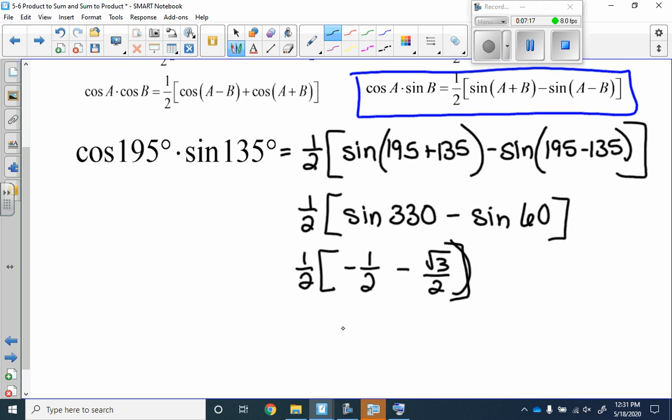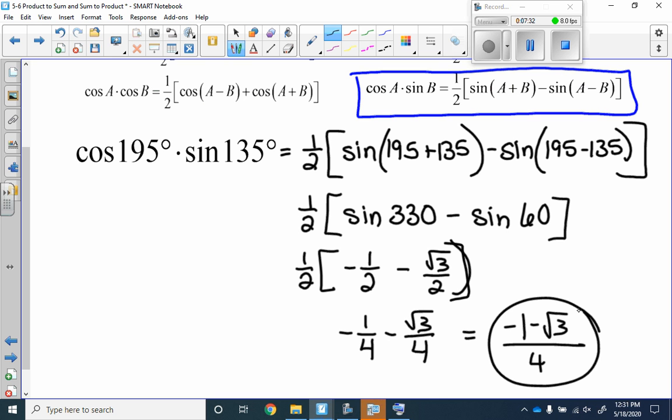If I distribute here, I get negative 1/4 minus square root of 3 over 4. And then I can rewrite this as negative 1 minus square root of 3 all over 4. And that would be its exact value.